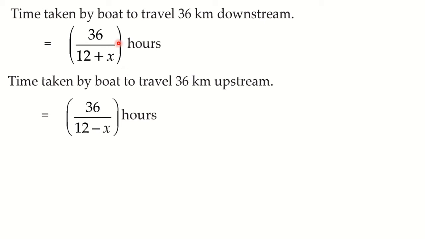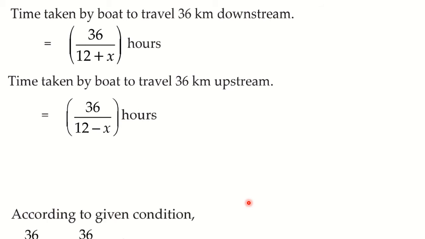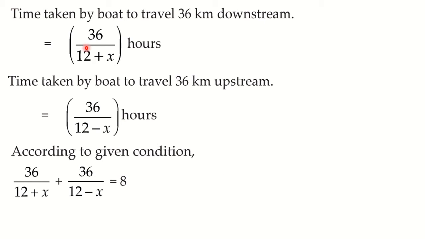But together this time is given as 8 hours. So we can write down, according to the given condition, 36 upon 12 plus x plus 36 upon 12 minus x is equal to 8. Okay, time taken downstream plus time taken upstream, together it is given as 8 hours.